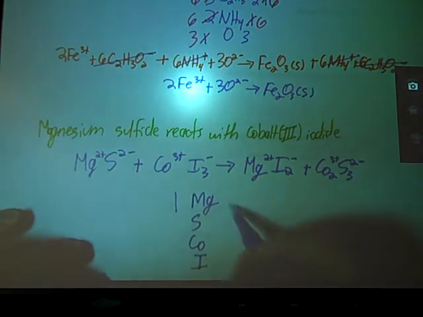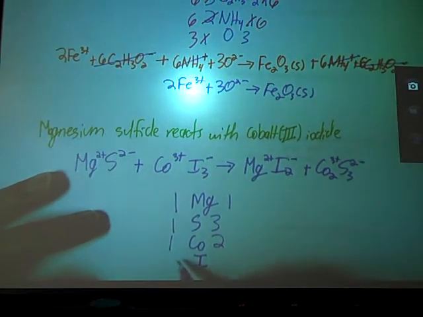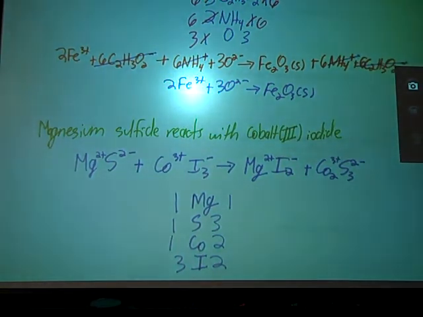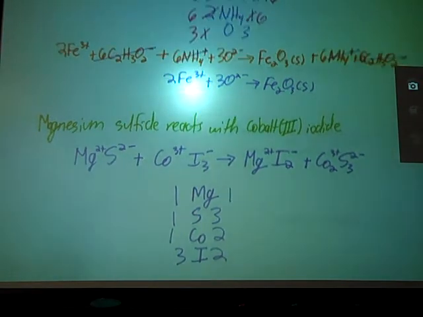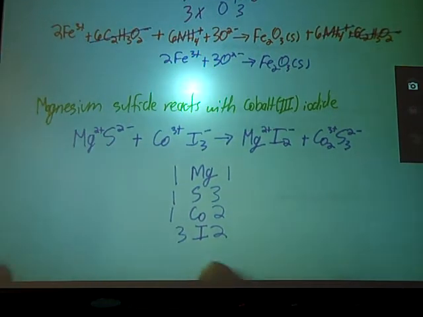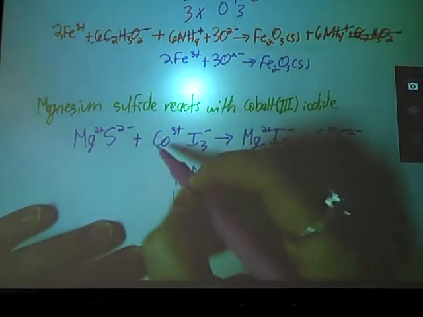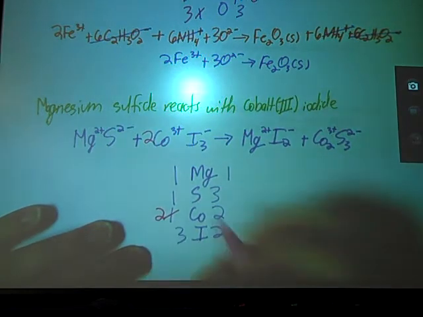Let's see, 1 magnesium, 1 magnesium, 1 sulfur, 3 sulfur, 1 cobalt, 2 cobalt, 3 iodide, 2 iodide, and to balance, let me see. Right off the bat, I notice here that I can't multiply any of those to get to either of those numbers. So I'm thinking I'm going to have to go to 6. So I'm going to start there. If I put a 2 here, that changes me to 2 cobalts. Ooh, that was a good thing.